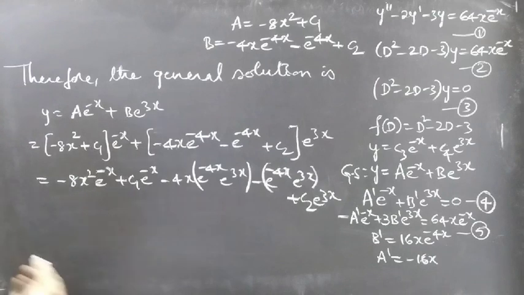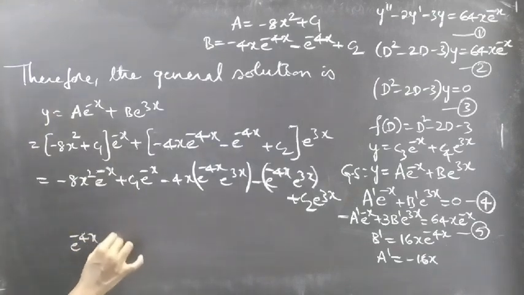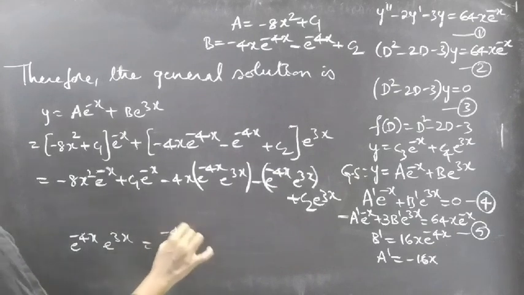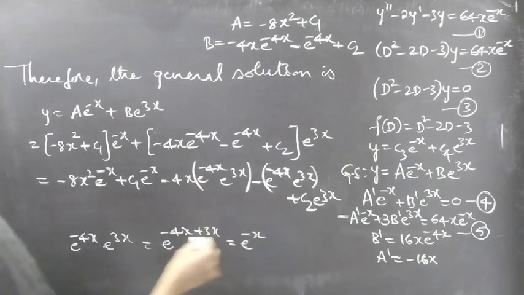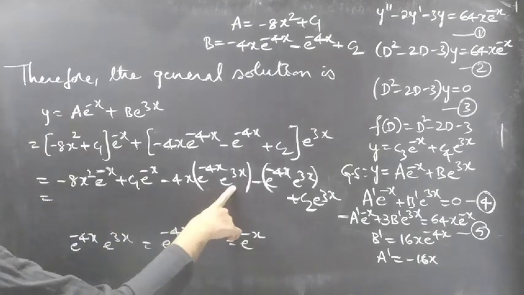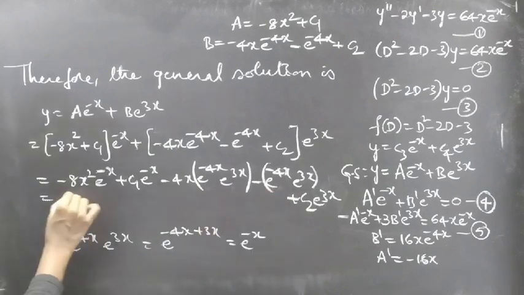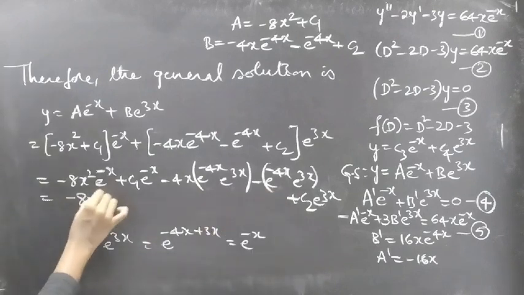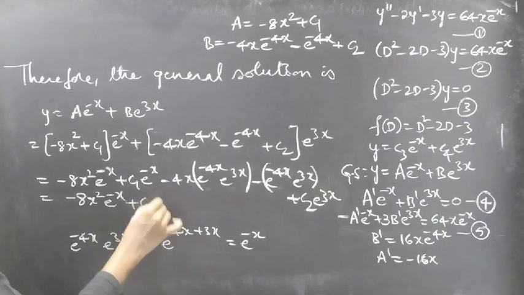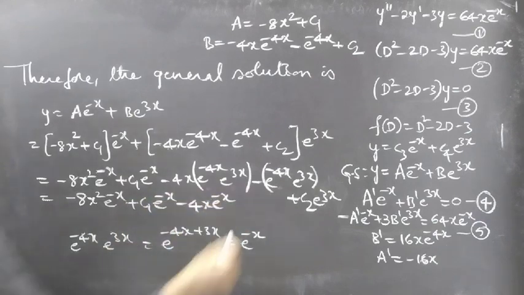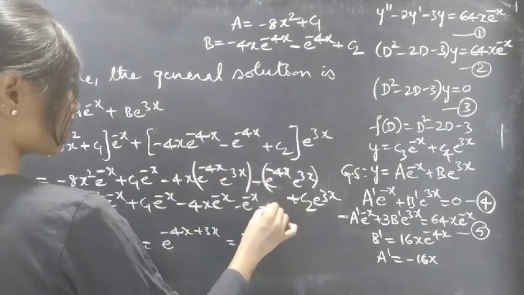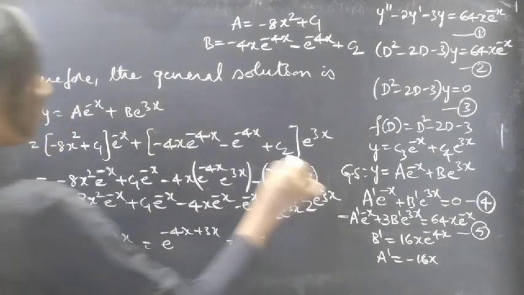E power minus 4x into e power 3x is repeating twice. Let's simplify it. You can write this as e power minus 4x plus 3x, which gives us e power minus x, because minus 4x plus 3x is minus x. Now just replace e power minus 4x into e power 3x with e power minus x. This gives us minus 8x square e power minus x plus c1 e power minus x minus 4x e power minus x minus e power minus x plus c2 e power 3x.